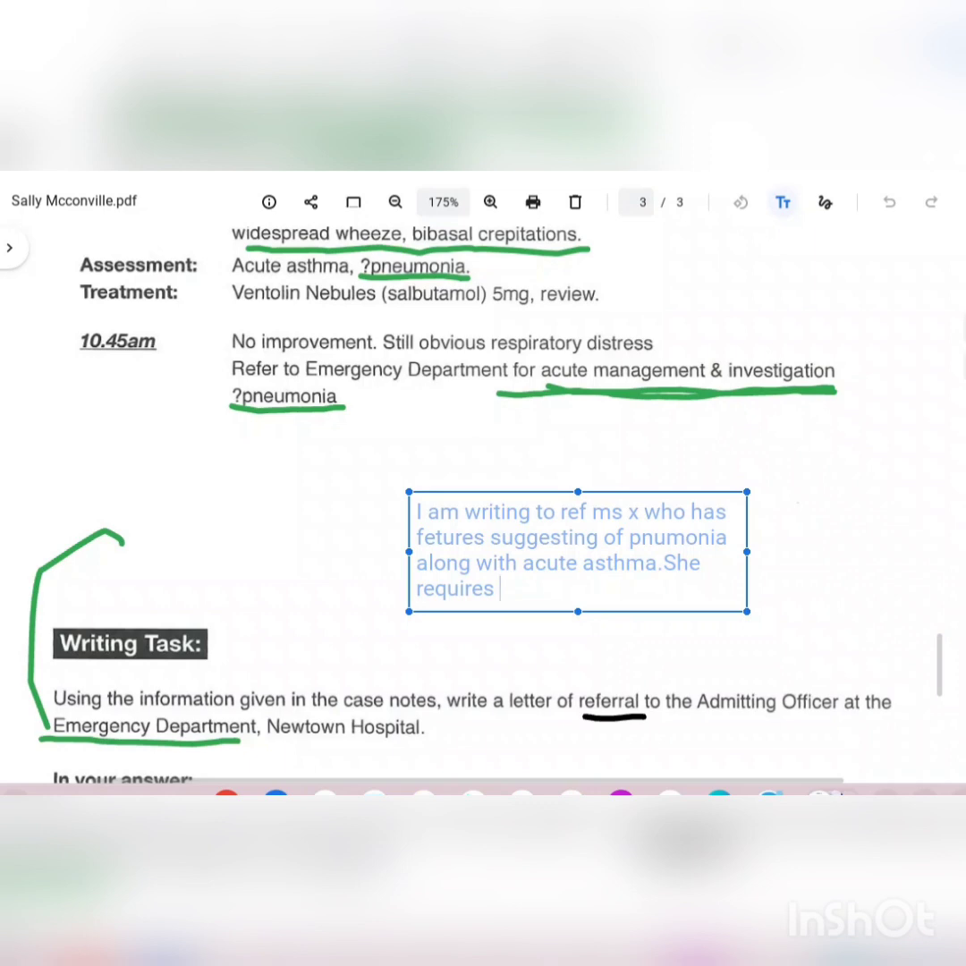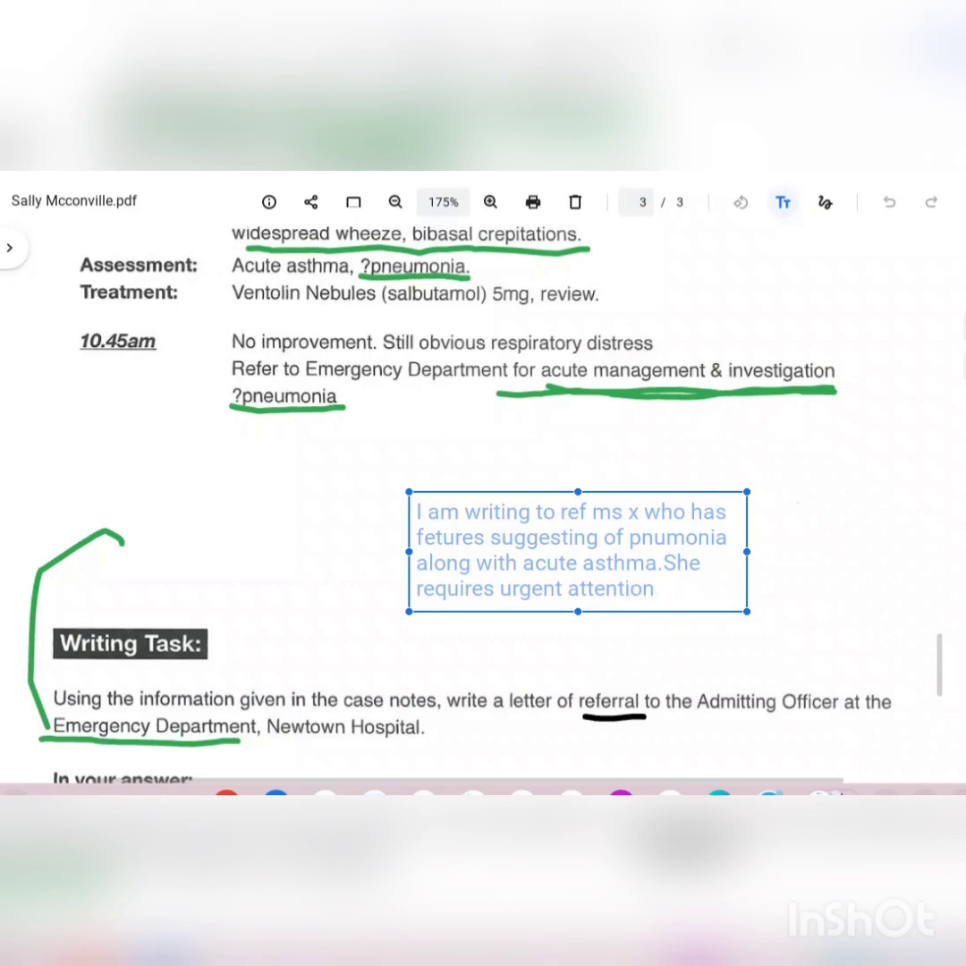The urgency of the letter is very, very important in this letter. Why I'm saying: I am writing to refer Miss X, who has features suggesting pneumonia along with acute asthma. That's the condition of the patient. This is an introduction where you are saying the patient has acute asthma and suggestive of pneumonia. That means it's urgent, and you are saying she requires urgent attention.